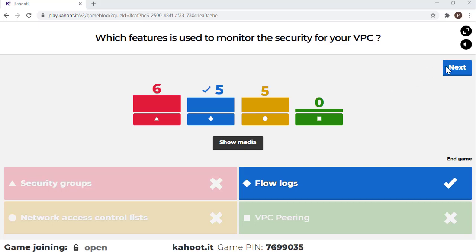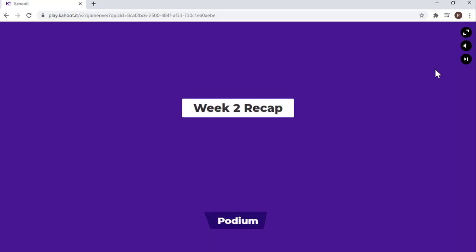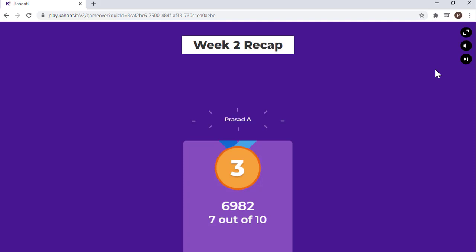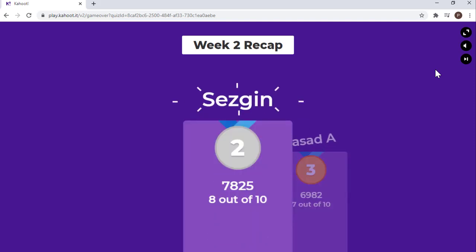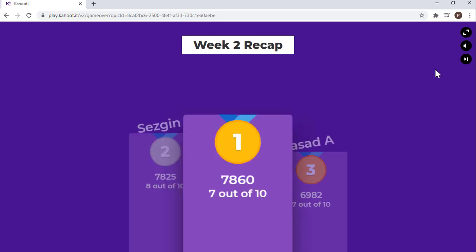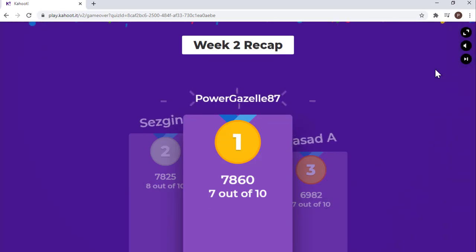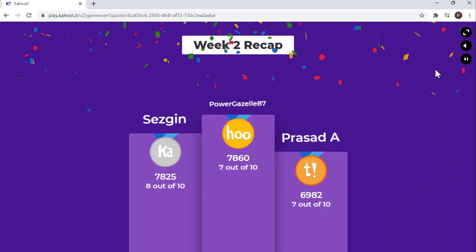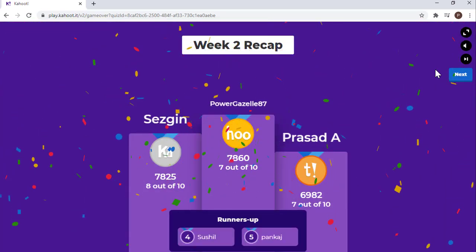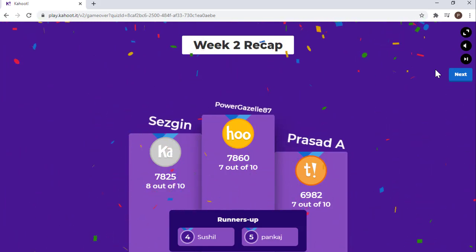And with that, we finish the quiz and let's have a look at the scoreboard. So Professor A got 7 out of 10 right, which is great. Siskin got 8 of 10 right. Gazelle got 7 of the 10 right. And then we have runners-up Sushil and Pankaj.